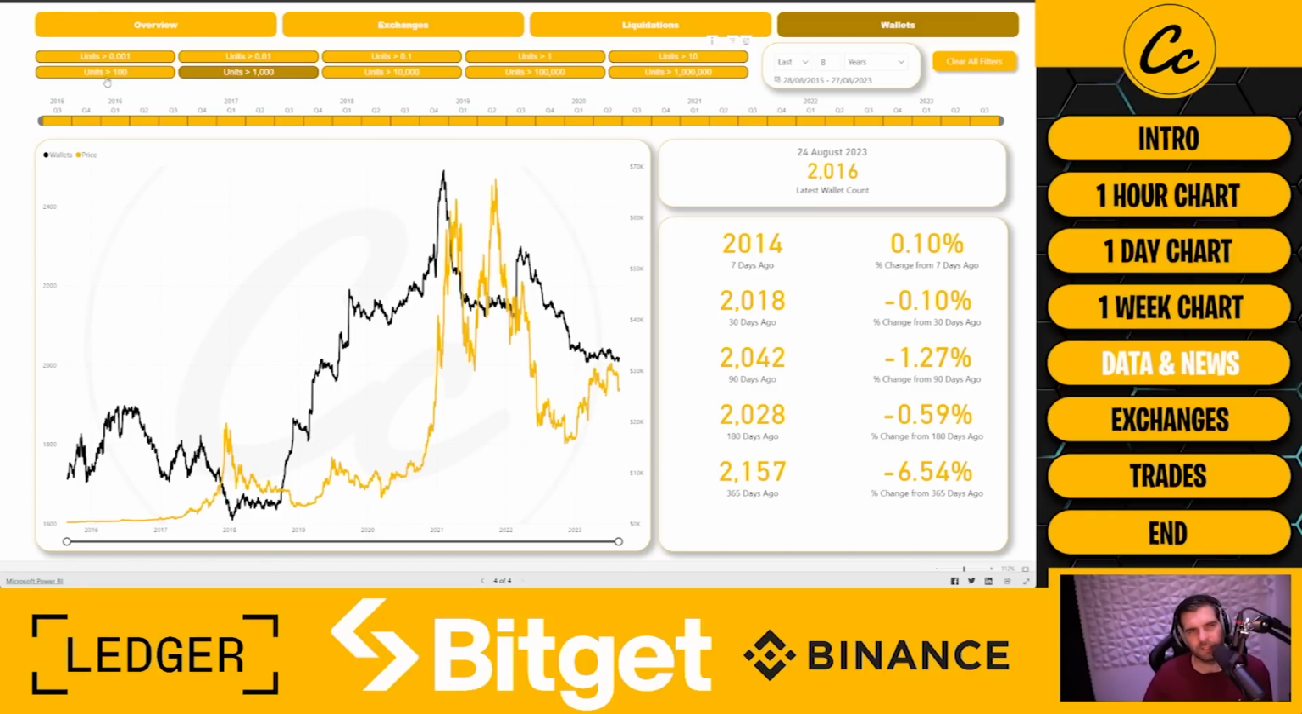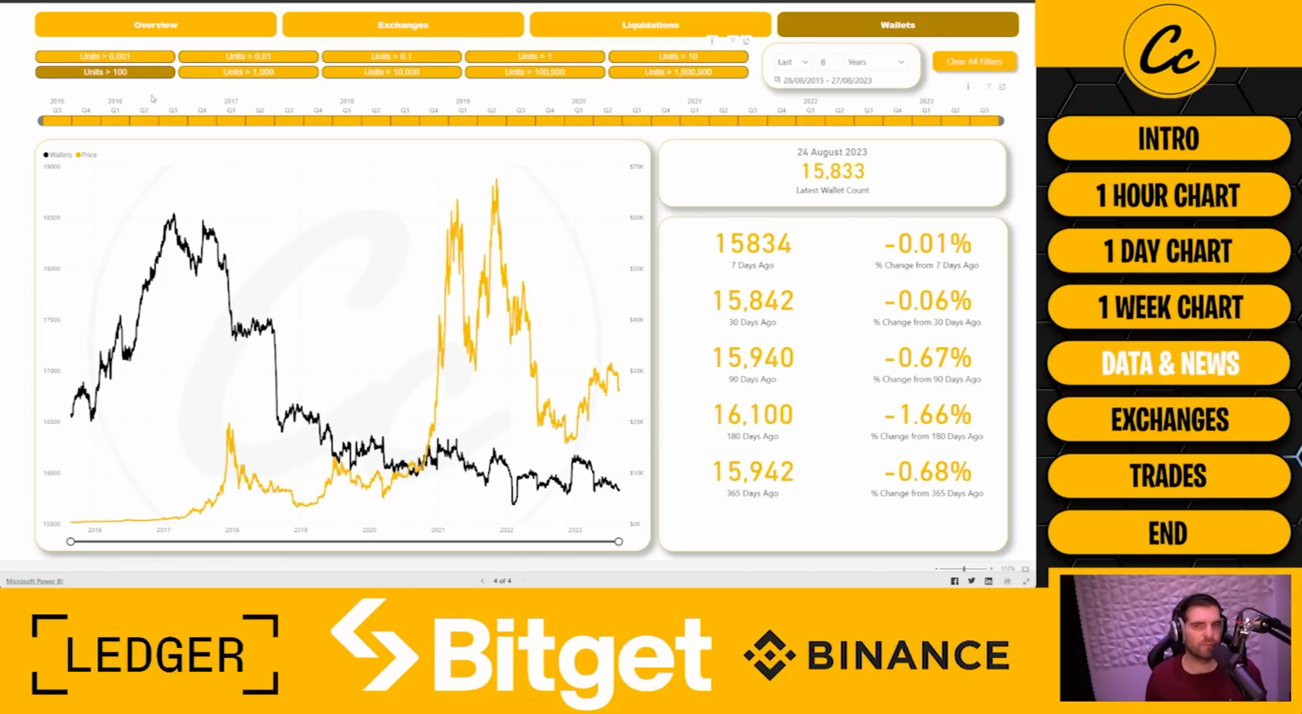And so if we take a look at the traders, which are the 100 Bitcoin or more, there's 15,833 wallets, right, to start with, that have over 100 Bitcoin. And they're very, very flat. They're not really accumulating or selling in large quantities. Instead, what you tend to find is that they are basically just trading in and out of Bitcoin, the asset, right?